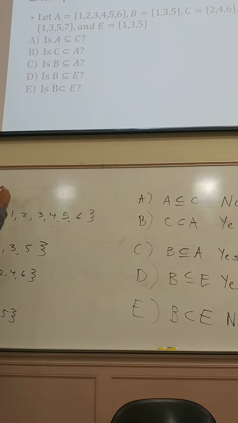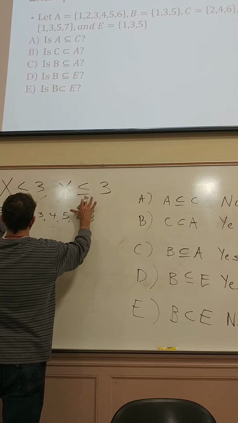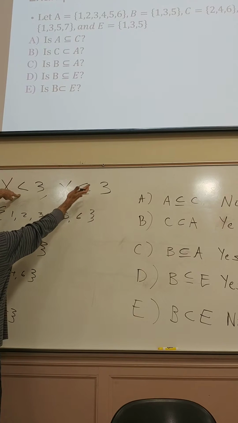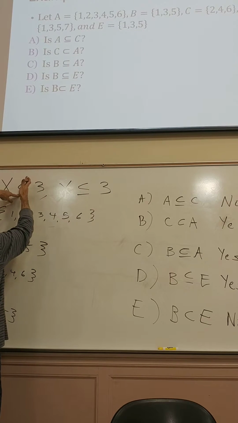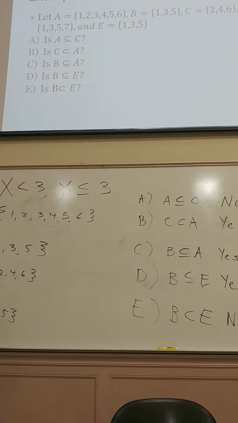And again, I'll go back to that idea of like in algebra, the difference between these two statements is that this answer actually does contain the number 3. This is just strictly less than 3. So that bar signifies, in a sense, equality. In this case, equality with sets is the same number of elements, or the same sets, literally.